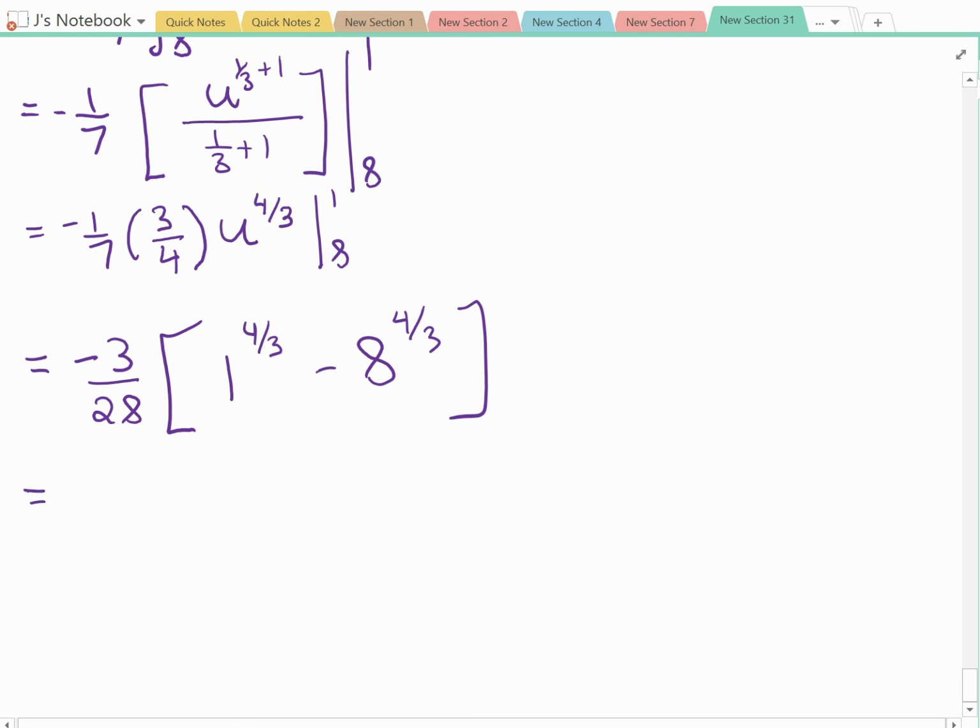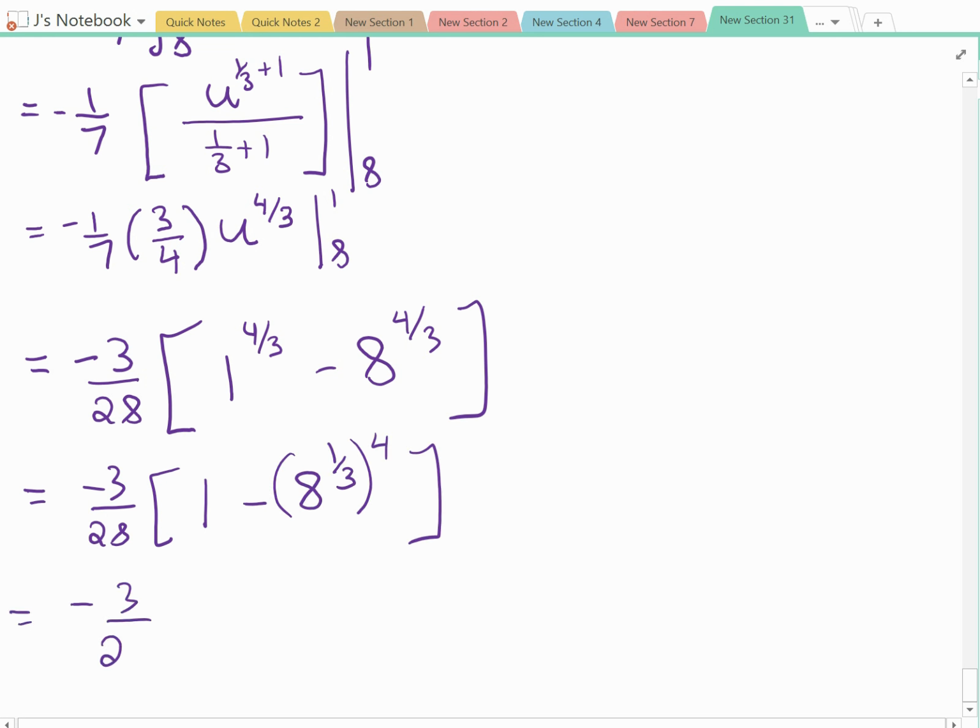Okay, next, negative 3 over 28. 1 to the power of 4/3 is just 1. 8 to the power of 4/3 is 8 to the power of 1/3, all to the power of 4. So that'll be negative 3 over 28 times 1 minus 2 to the power of 4. Negative 3 over 28 times 1 minus 32, which would be negative 31.